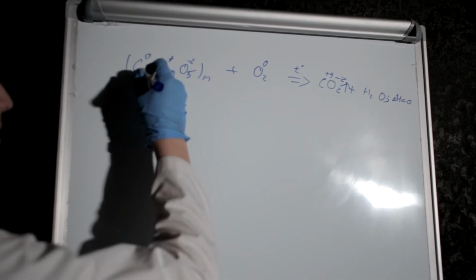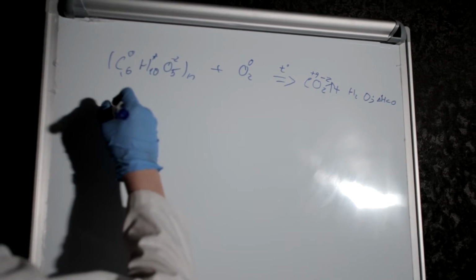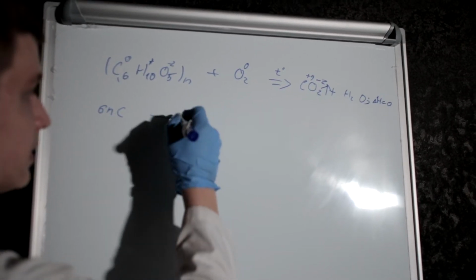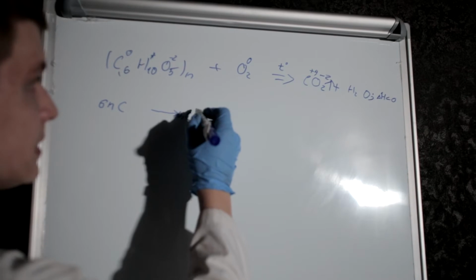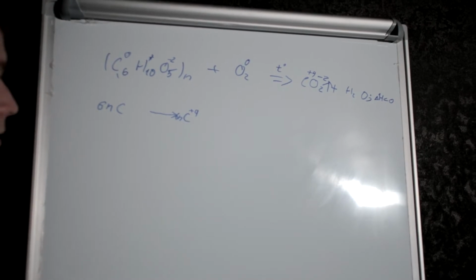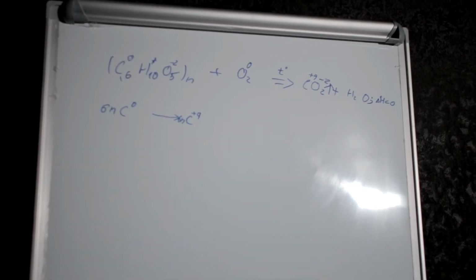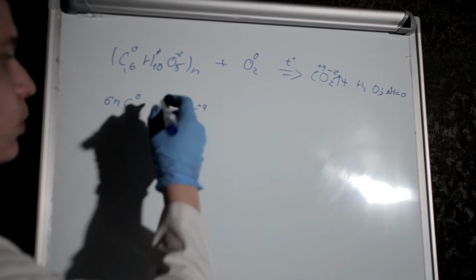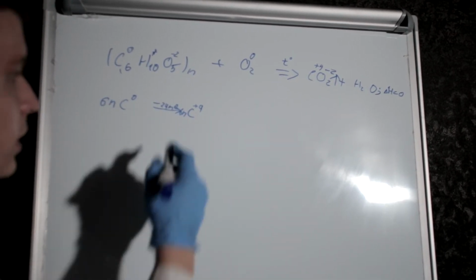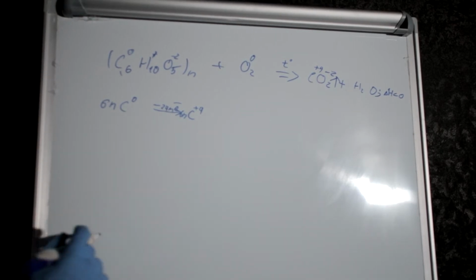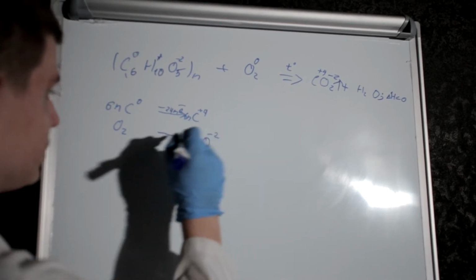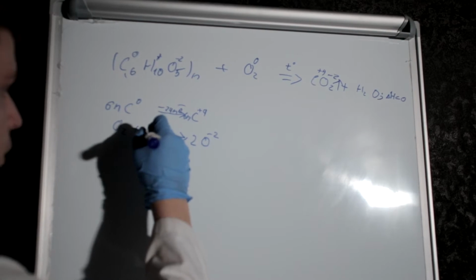C6 is 6 here and n here, so 6n C, and here it is +4. Oxidation state: in order for that to happen, starting from 0, it needs to give 24n electrons, because this n we do not know, 24n electrons. Then the oxygen, O2, changes to 2O with -2, so it needs 4 plus 4 electrons.